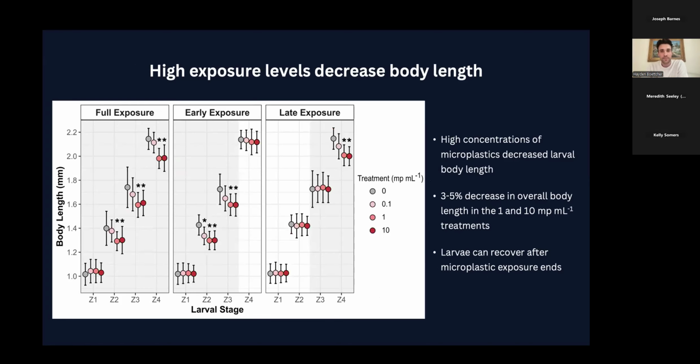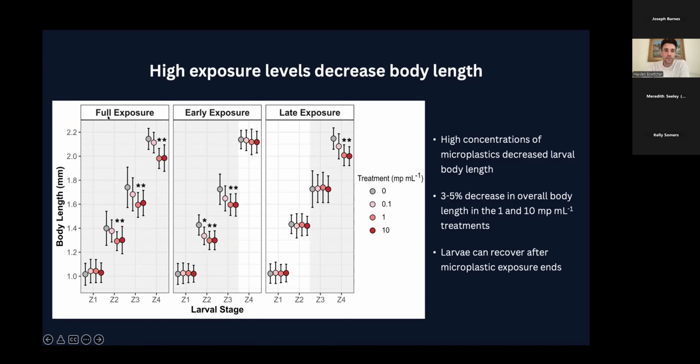So next we're going to talk about a decrease in body length. And so here we measured the body length of the larvae as they went through these different treatments. And what we found is that high levels of microplastic exposure resulted in a decrease in body length for these larvae. And so on the y-axis here, we have body length getting larger as you go up on the y-axis. And then we've got the 4 different developmental stages that we tracked body length for.